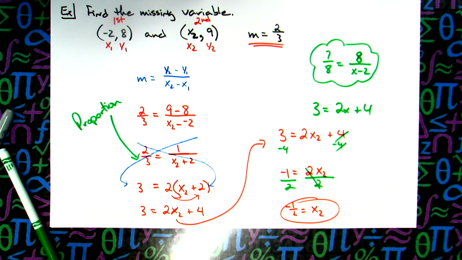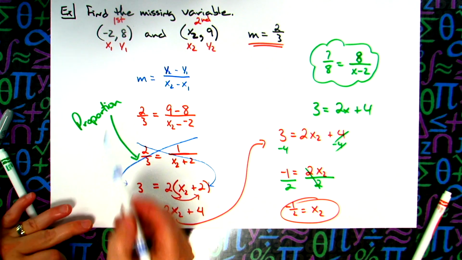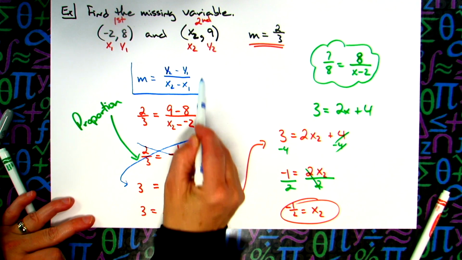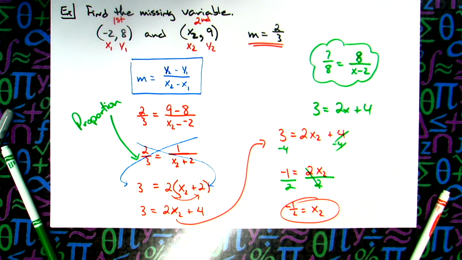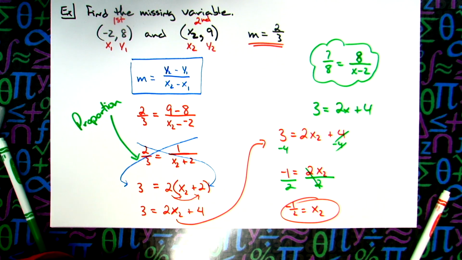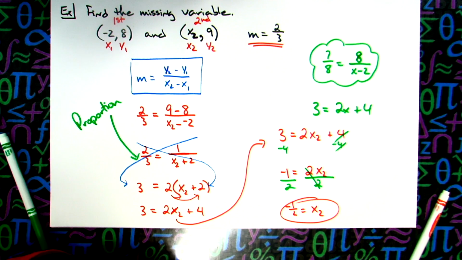So this type of question is why it's really important that you memorize the entire formula, not just y sub 2 minus y sub 1 over x sub 2 minus x sub 1. You need to remember that it has m equals in the formula so that you can plug things in.